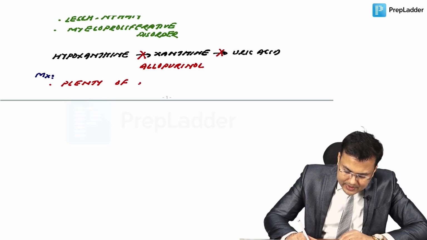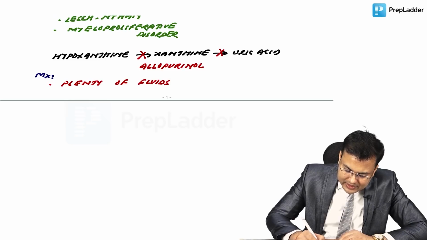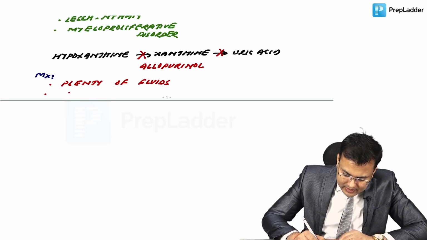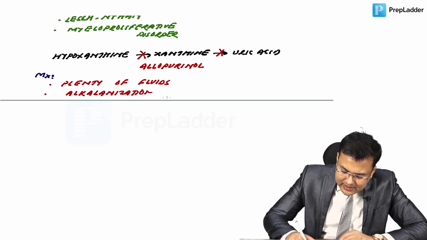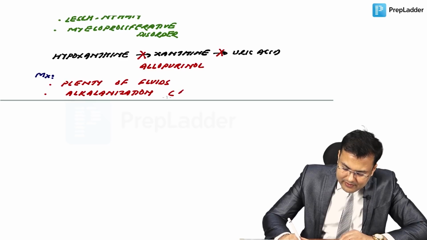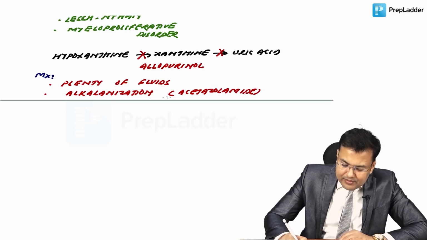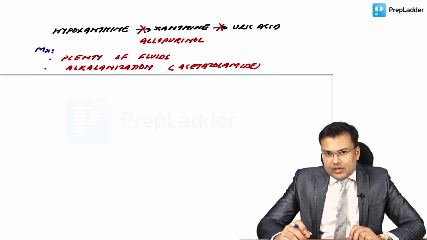Basic principles: plenty of fluids. Second, alkalinization, because the stone is acidic, and we can give acetazolamide for alkalinization. Third principle, we should decrease the production of uric acid.